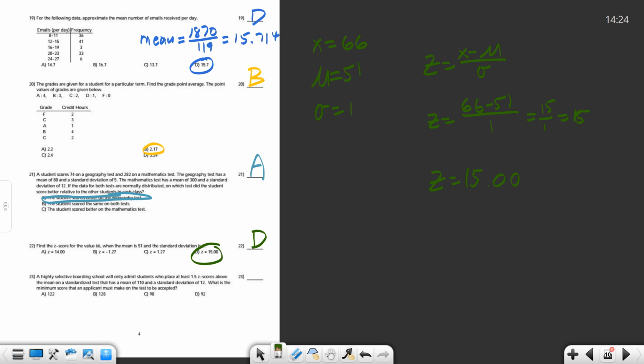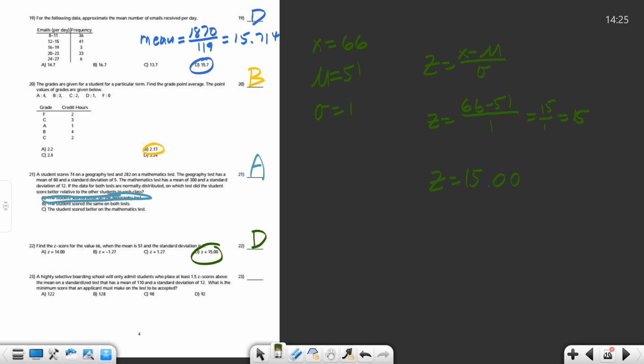A highly selective boarding school only admits students who place at least 1.5 z-scores above the mean, 1.5 standard deviations above the mean. And it's a standardized test. The mean is 110 and the standard deviation is 12. What is the minimum score that somebody can have to be accepted?